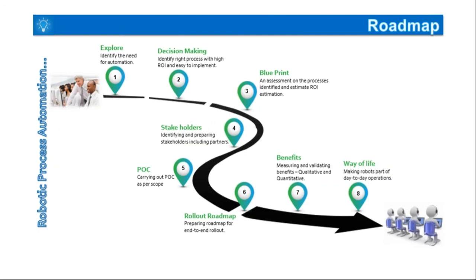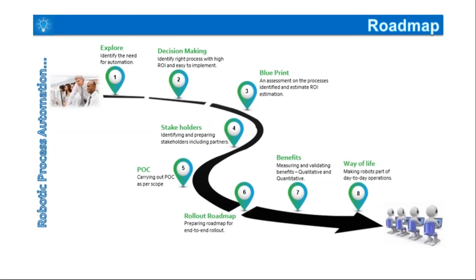The second thing is, based on identification, we have to take the decision making. That means choosing the right process with high ROI, that is return on investment, and easy to implement. As RPA people we have to take this decision, because before we automate the process we have to think: if I'm investing 1,000 rupees today, will I get 5,000 or 10,000 rupees after a couple of months?